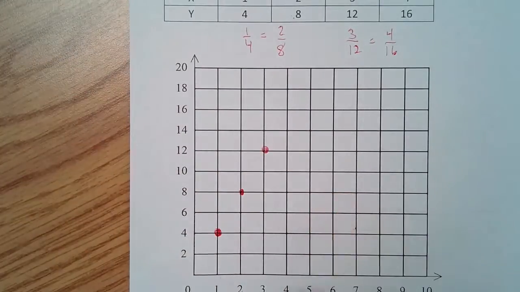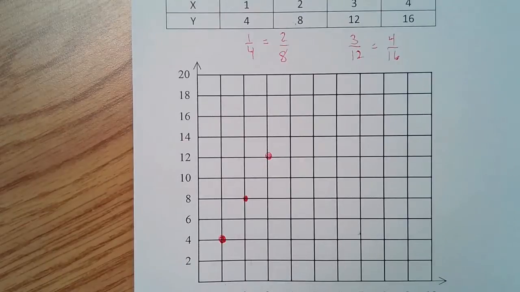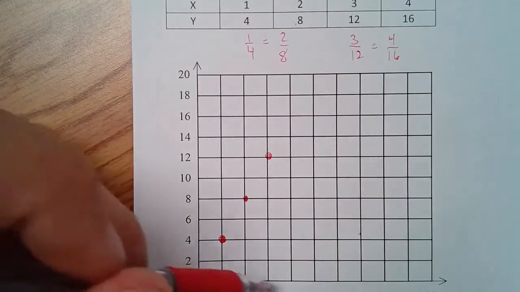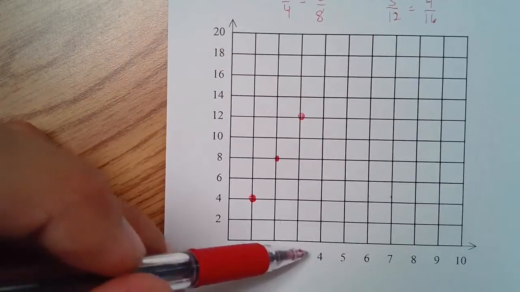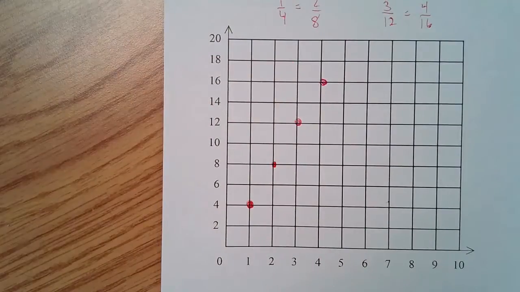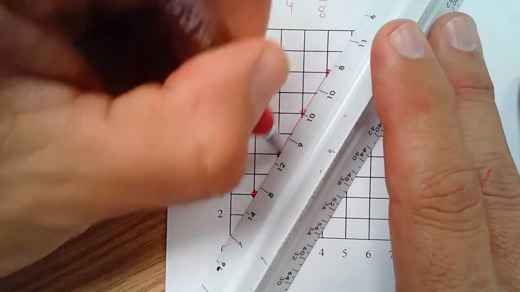And what I'm looking for, what should be happening, is I should be getting a straight line. Every proportional relationship makes a straight line. If it's not making a straight line, it's not proportional. And so we have 4, 16, right here, going up to 16. I'm going to draw a straight line. I'm going to use my ruler. And something else should be coming up too. Let's see, if I do this.